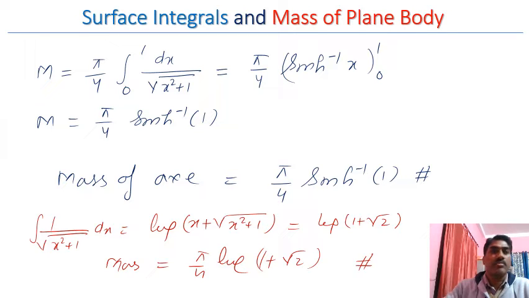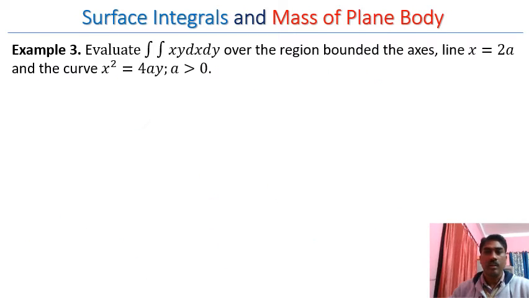And let us take one more question. Let us take our next example. Evaluate the double integral xy dx dy over the region bounded by the axis, the line x is equal to 2a and the curve x square is equal to 4ay, a greater than 0, a is positive. Again we start by drawing the axis and the shape.